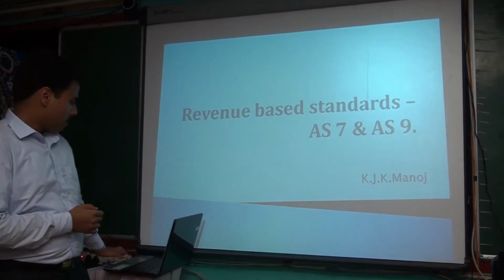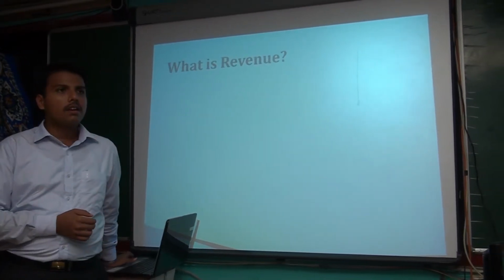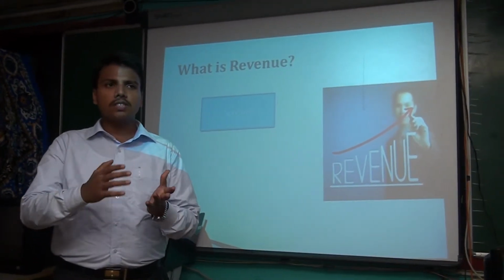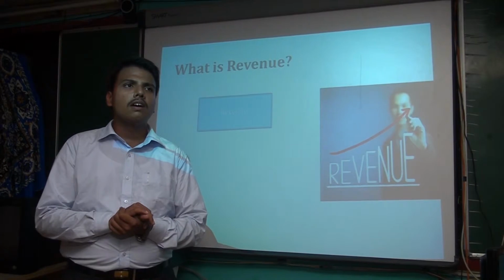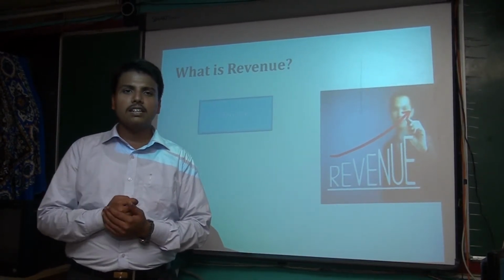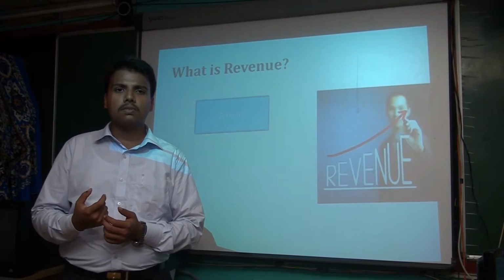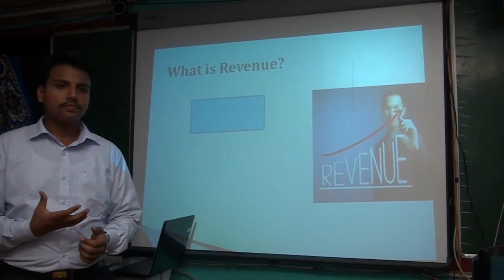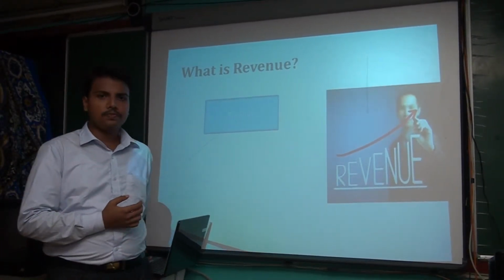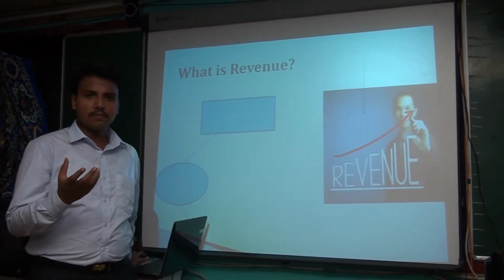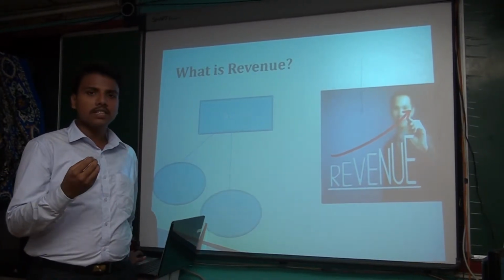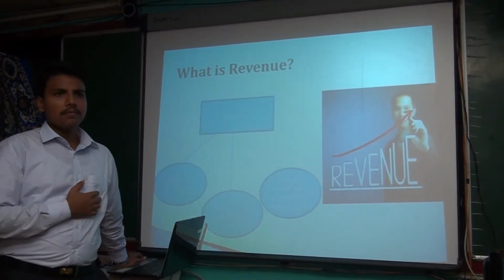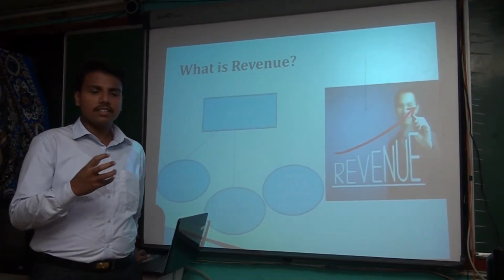First of all, what is revenue? Generally, by the term revenue, we construe to mean the total of the sales and other income of an enterprise. Putting it technically, AS 9 defines revenue as the gross inflow of cash, receivables, and other consideration arising from sale of goods and from rendering of services and from use by others of enterprise resources. Typically, these are the three sources from which AS 9 recognizes revenue.